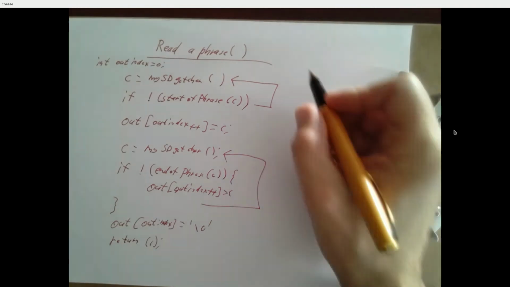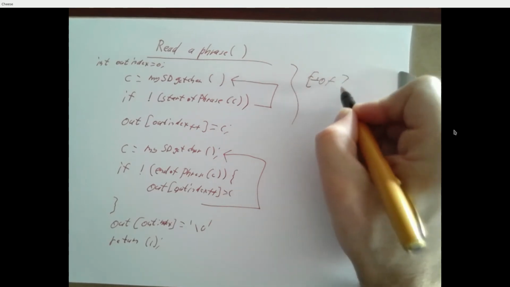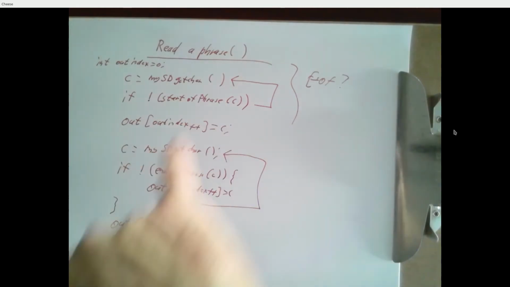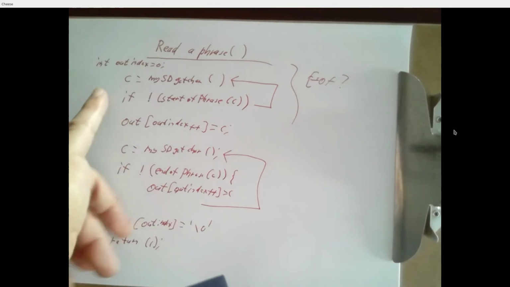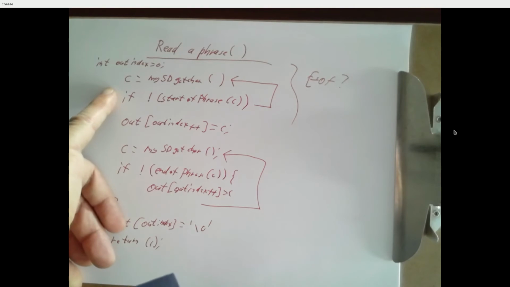And then you have to do something in here to detect end of file. Because ultimately, when you get to the end of a file, you want to return a 0 instead of a 1 to say, hey, there's no more phrases left. But you can do that right up here if you like. Think about how to do that.